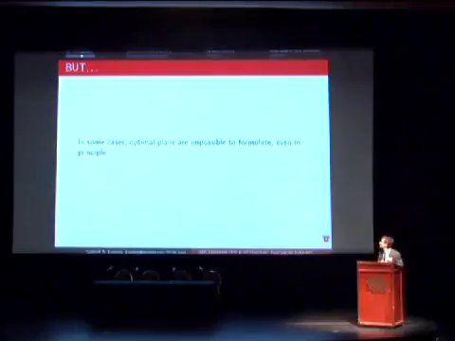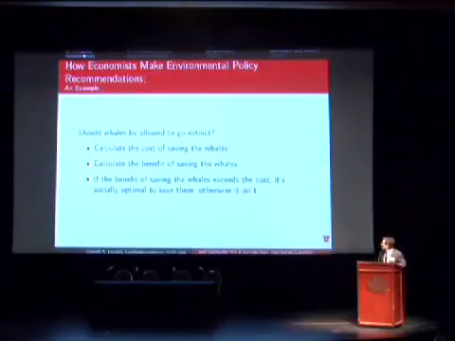The problem is that the world isn't set up in a way that we can always engage in this kind of thought. In some cases, optimal plans are impossible to formulate even in principle. So, let me give a concrete example about the way economists think through environmental problems, sustainability problems. So, should whales be allowed to go extinct?